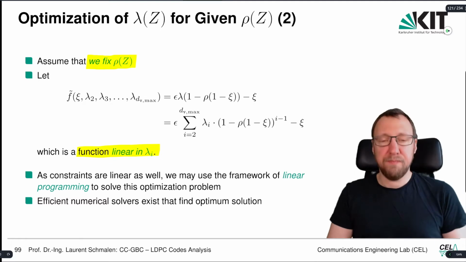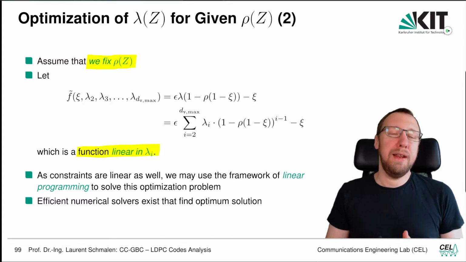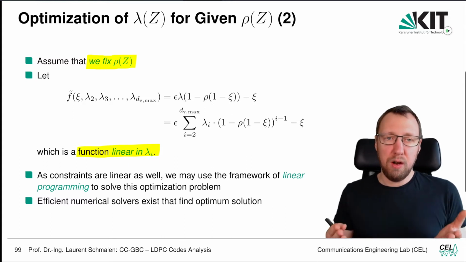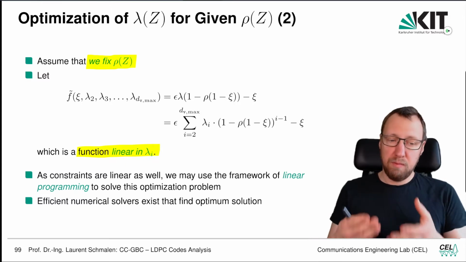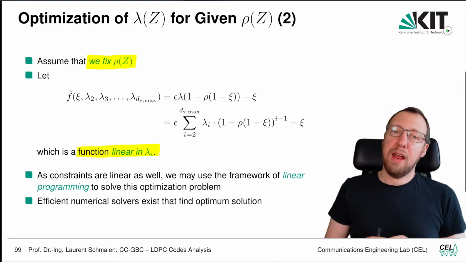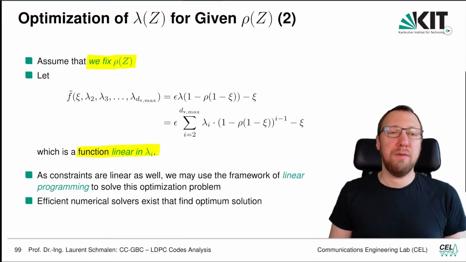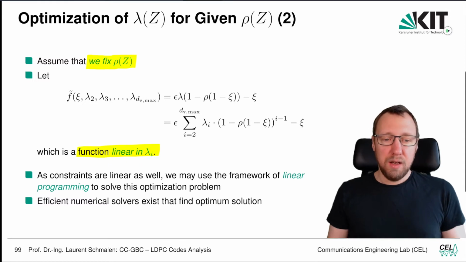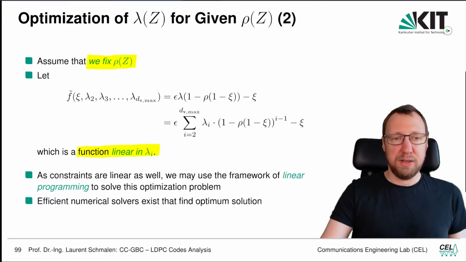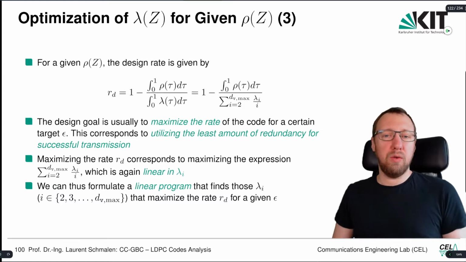So that's good. And this means that we may use the framework of linear programming. Recall when we optimized the capacity, we used convex optimization. And here we hope that everything is linear, so we may use linear optimization, which is a special case of convex optimization that is much simpler. So how do we proceed then? So this is what we have already. Now, what do we want to optimize?